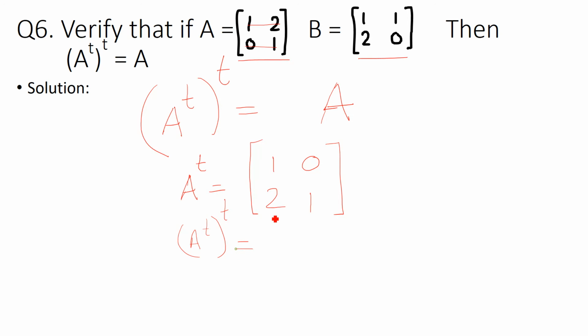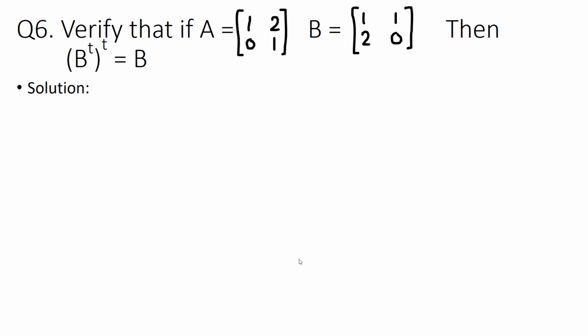So here, this is one row, make it a column. This is one row, make it a column. And what is this? 1 2 0 1. This is 1 2 0 1, which is equal to A. So we have proved that A transpose whole transpose is equal to A, or you can say left hand side is equal to right hand side. So very easy. If the question is asking A transpose, so this is the A, make the transpose of it, then whatever the transpose, again take the transpose of this, so you will get back A.